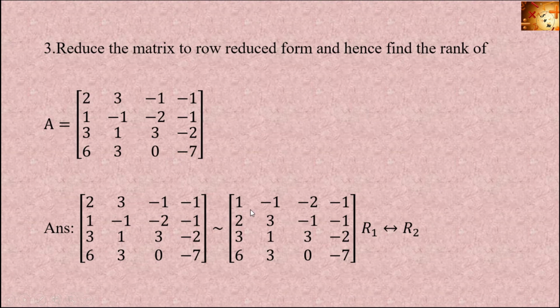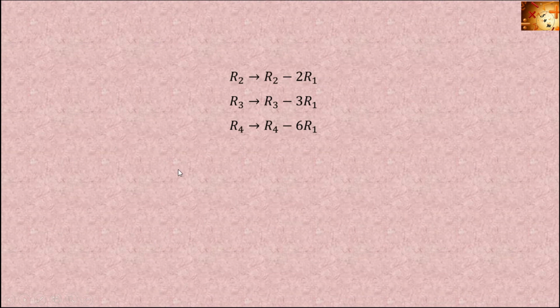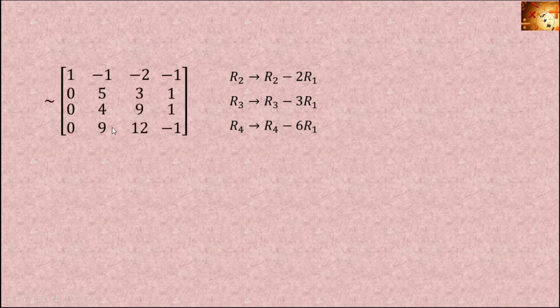So the matrix will become 1, minus 1, minus 2, minus 1; 2, 3, minus 1, minus 1; 3, 1, 3, minus 2; 6, 3, 0, minus 7. The first element is 1, so it is easy to make 2, 3, 6 as 0. What are the transformations? R2 changes to R2 minus 2R1, R3 changes to R3 minus 3R1, and R4 changes to R4 minus 6R1. Then the corresponding matrix is like this.